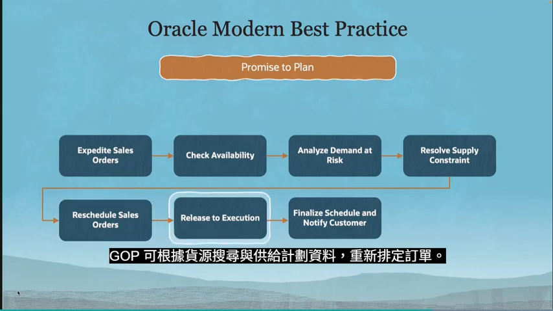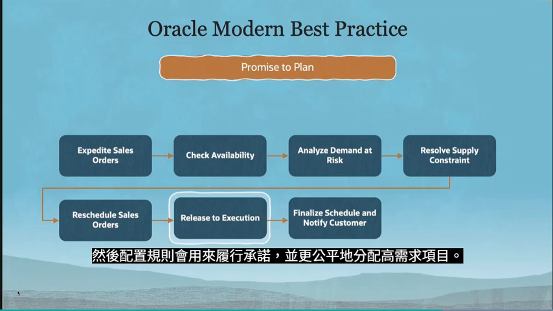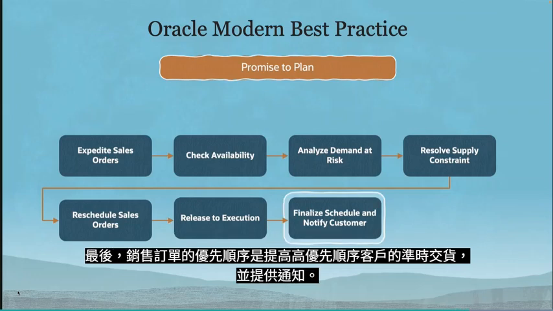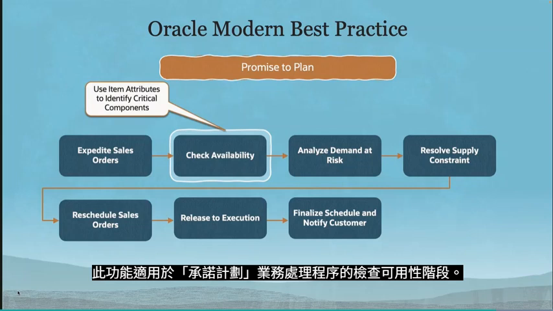Then, allocation rules are utilized to honor commitments and to distribute high-demand items more fairly. Finally, sales orders are prioritized to increase on-time delivery for high-priority customers and provide notification. This feature fits into the check availability stage of the Promise to Plan business process.